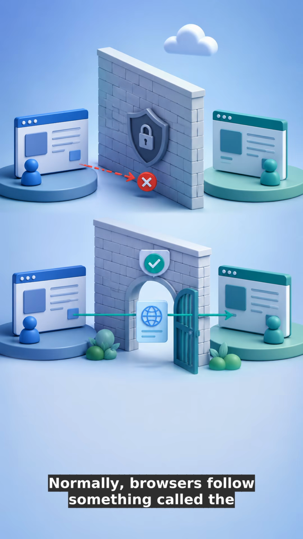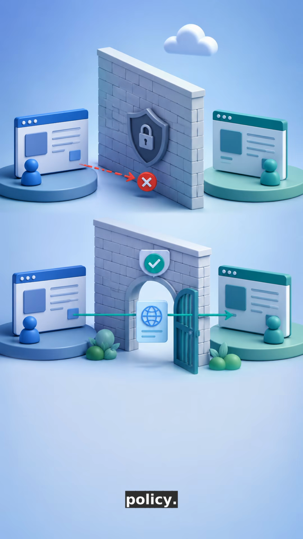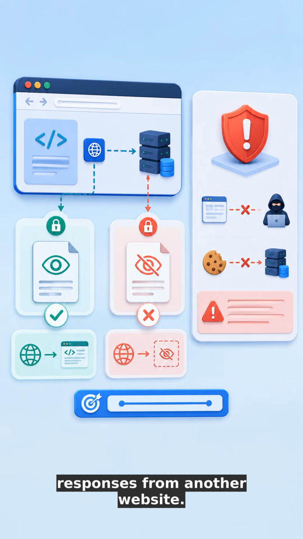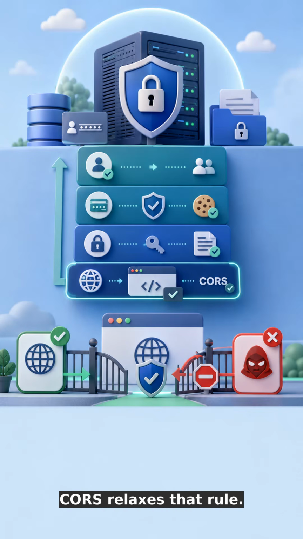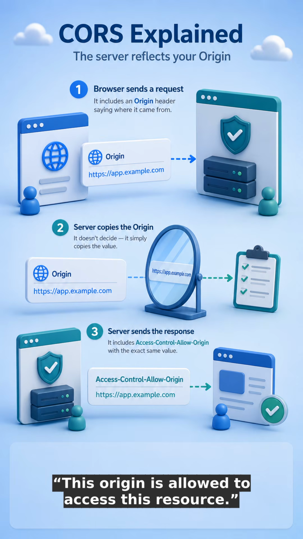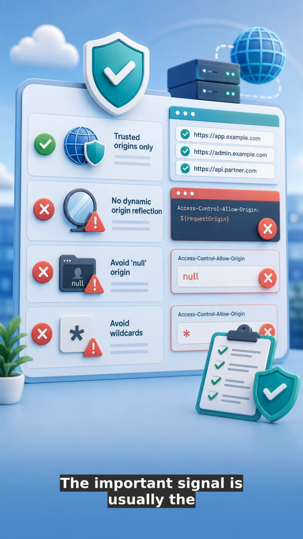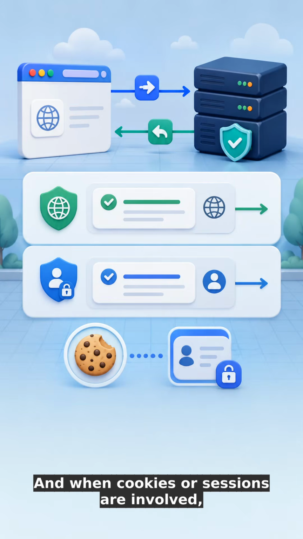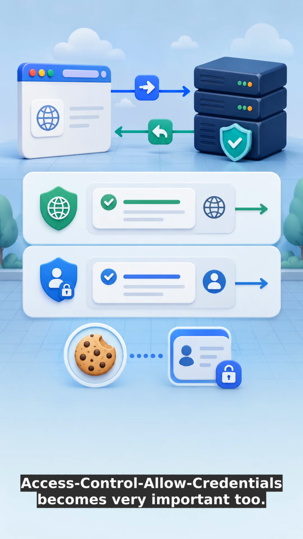Normally, browsers follow something called the same origin policy. That means one website should not freely read sensitive responses from another website. CORS relaxes that rule. It tells the browser, this origin is allowed to access this resource. The important signal is usually the Access-Control-Allow-Origin header. And when cookies or sessions are involved, Access-Control-Allow-Credentials becomes very important too.